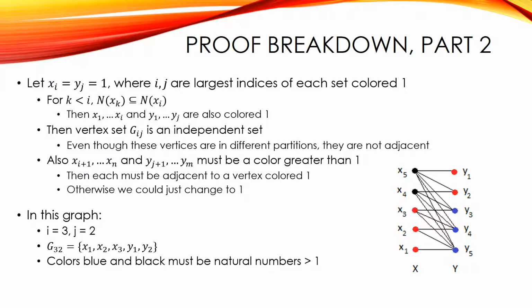And then the last part here, x sub I plus 1 through x sub n, which would be x4 and x5, and y sub j plus 1 through y sub m, which would be y3, y4, and y5, all must be a color greater than 1. Not necessarily the same color, but they all have to be a color greater than 1. And they have to because each of those vertices, x sub 4, x sub 5, y sub 3, y sub 4, y sub 5, each of them are adjacent to a vertex that's colored 1. So they can't be color 1. Otherwise, we could just change them to color 1, but we can't because that would violate this being a bipartite graph.